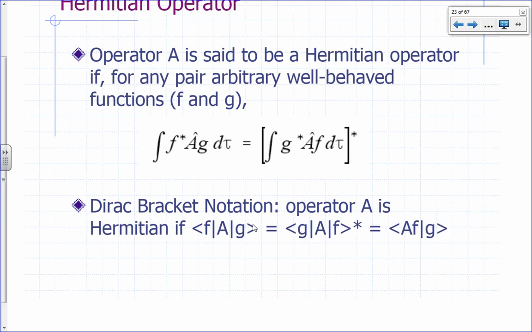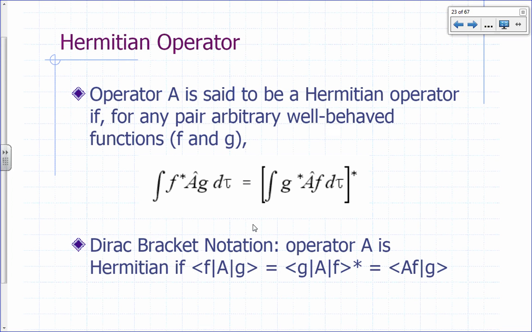Okay, a Hermitian operator is defined this way. Operator A is said to be a Hermitian operator if for any pair of arbitrary well-behaved functions, f and g, so f and g can be any pair of functions, this integral right here must be equal to the complex conjugate of the integral on the right. Okay, let's do this step by step. This equation, just by looking at it the first time, can be overwhelming. It's not really that hard. So let's break it down step by step.